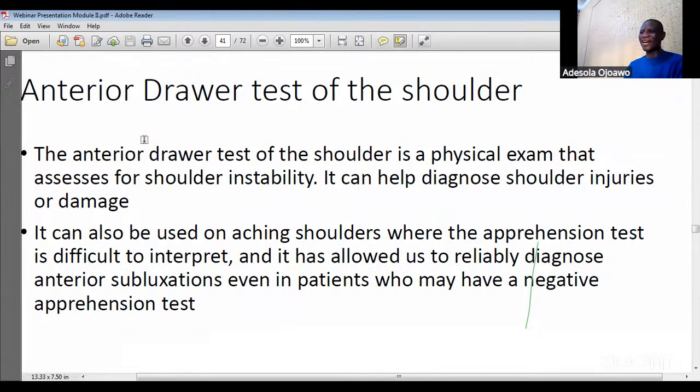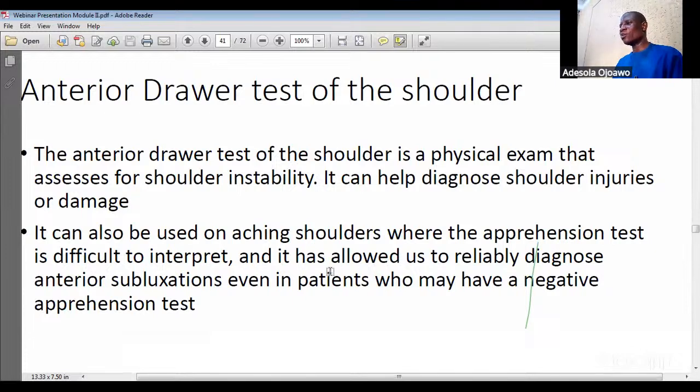So there can be anterior drag test for the shoulder joint to diagnose injury or damage to the shoulder joint, maybe to assess the instability. You know, the anterior drag test for the knee assesses the cruciate ligament, anterior cruciate, and posterior assesses posterior cruciate. Then when you come to the elbow joint, you don't have cruciate ligament. Then we have the anterior ligament, we have the posterior ligament that holds the joint together to make it stable. So the anterior drag test, we assess the anterior ligament. It can also be used on an aching shoulder, where the apprehension test is difficult to interpret.